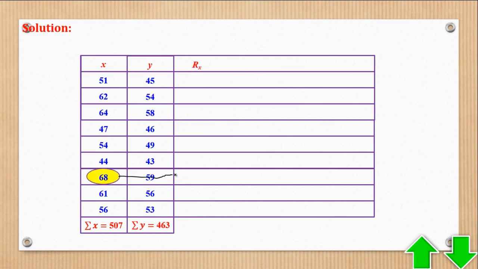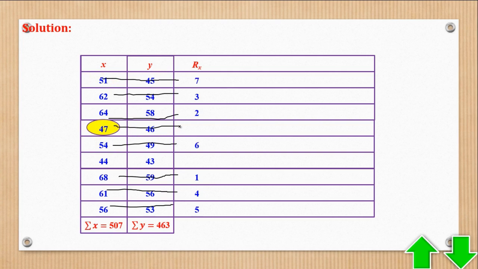68 takes rank 1, followed by 64 takes rank 2, followed by 62 takes rank 3, then 61 rank 4, then 56 rank 5, then 54 rank 6, 51 rank 7, 47 rank 8, 44 rank 9.